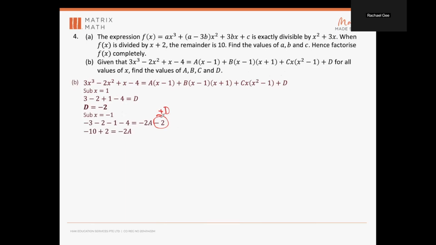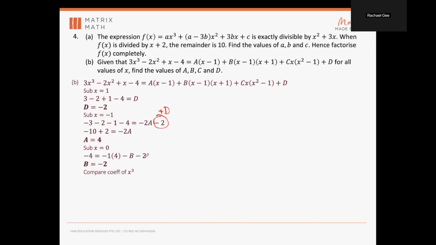So bring your minus 2 over to this side, then further simplify, your a is equals to 4. So sub in x equals to 0. X equals to 0 cancels out your c. You already have your value of a, you have value of d, you're only left with b for your unknown. So b is equals to -2.